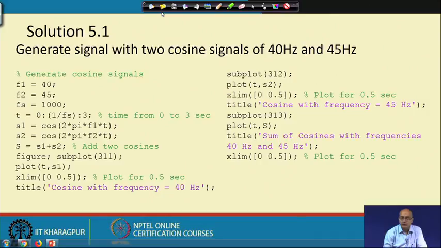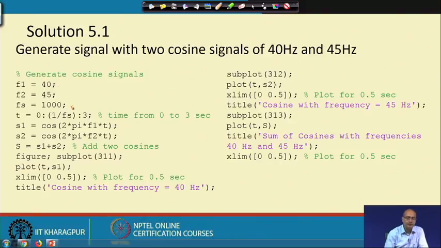So, first we have to create the two cosine waves, one with frequency 40 hertz, another with 45 hertz. So, we have assigned the two frequencies f1 and f2, and the sampling frequency we have taken as 1 kilohertz. Now, first we have created the signal for 3 seconds, because the maximum duration of the signal required is 2 seconds. So, 2 seconds or anything more than that would serve the purpose in this case.